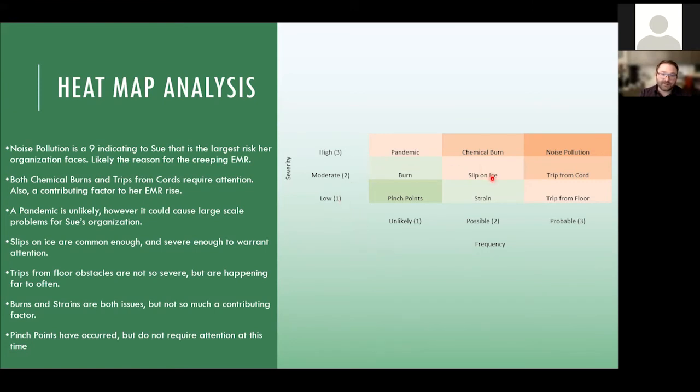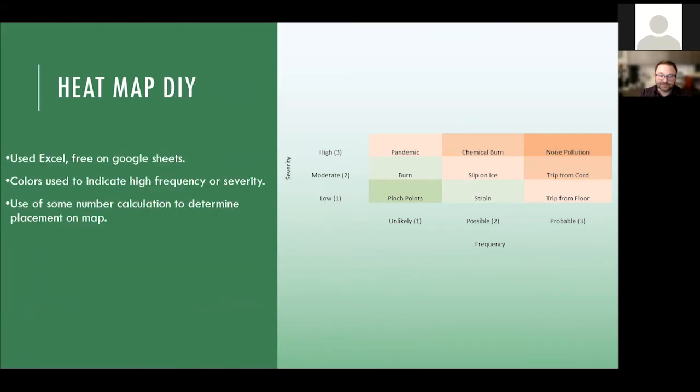This is just an example of a super easy heat map that you can make using Google Sheets or Excel. And that's what I use. I just use Excel. Again, color is used to indicate high frequency or high severity. And then we use the number to determine the placement on the map. So you go back to your system of classification, you say, okay, this is a moderate severity, it's a moderate frequency, it gets a 2, it gets a 2, it falls right there.